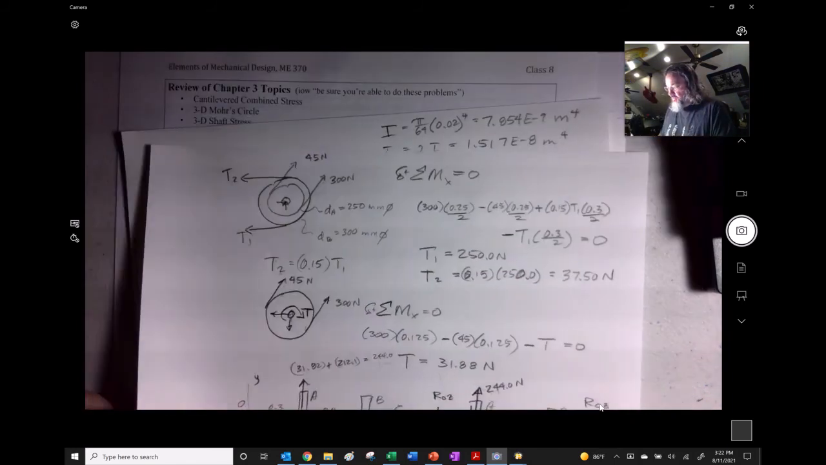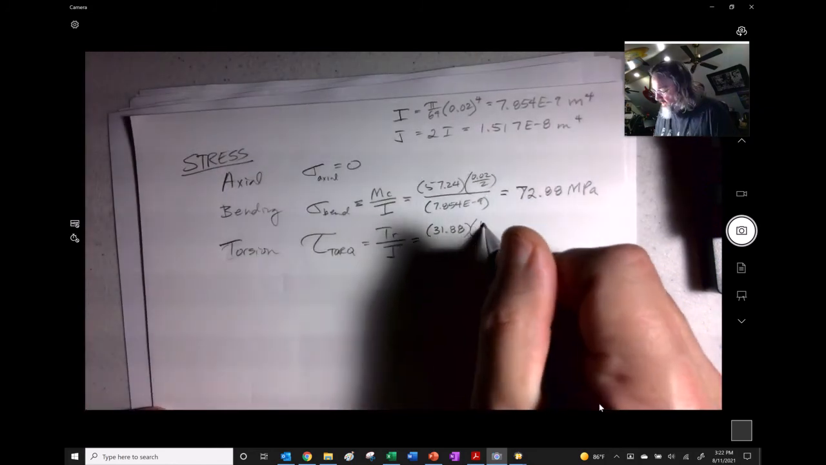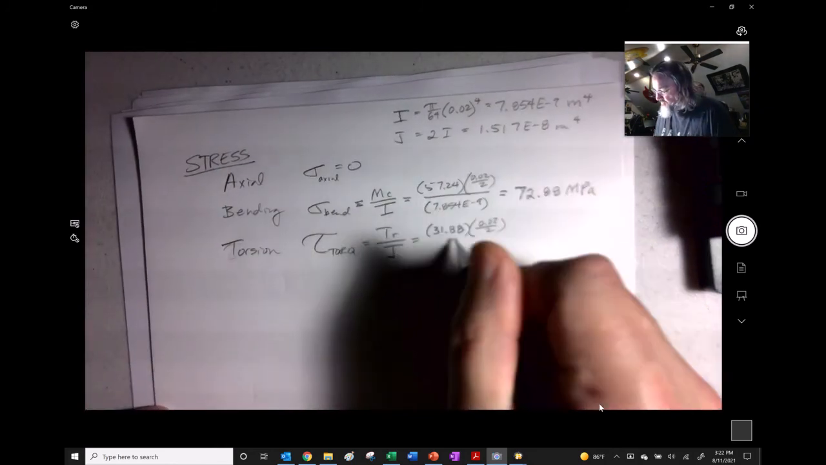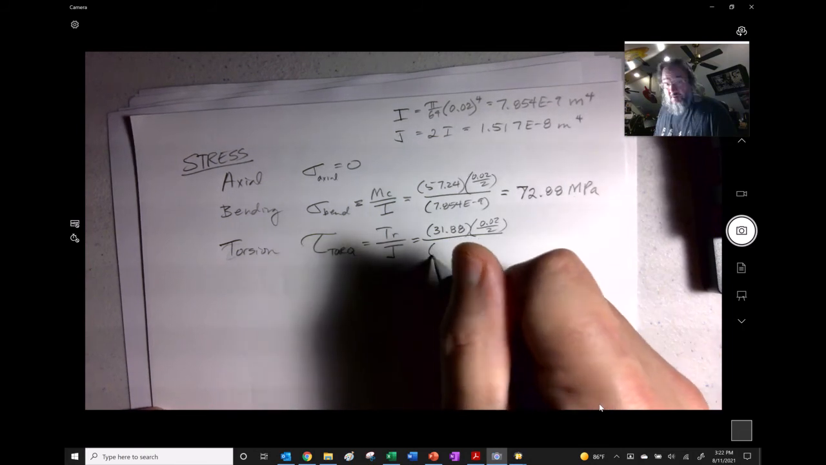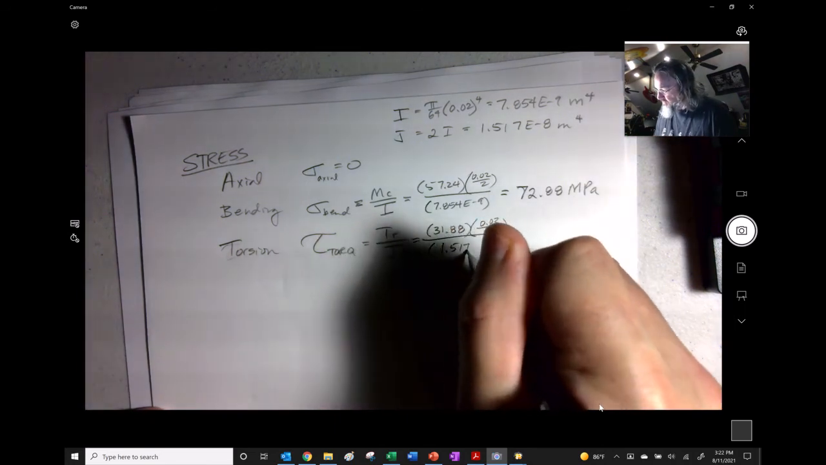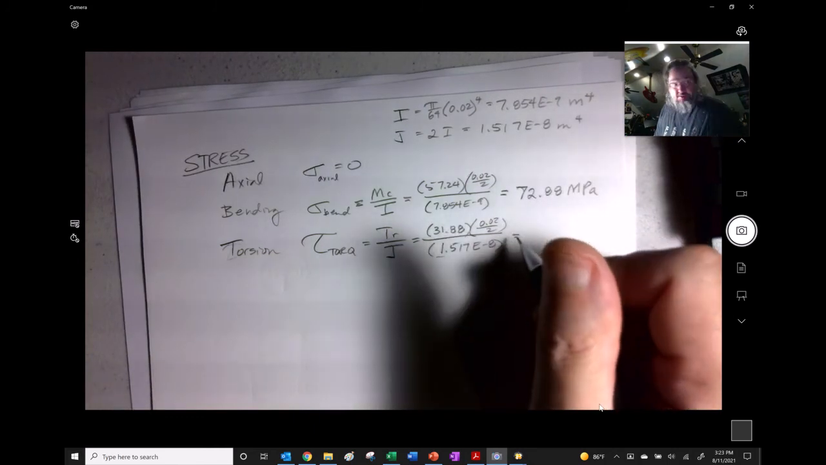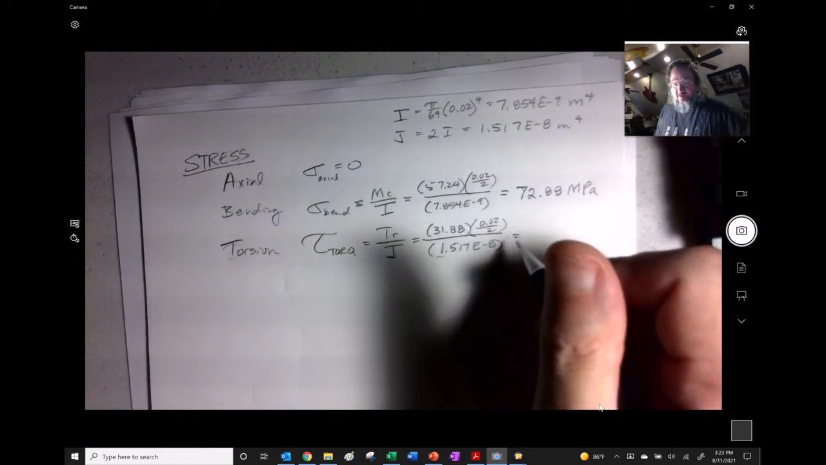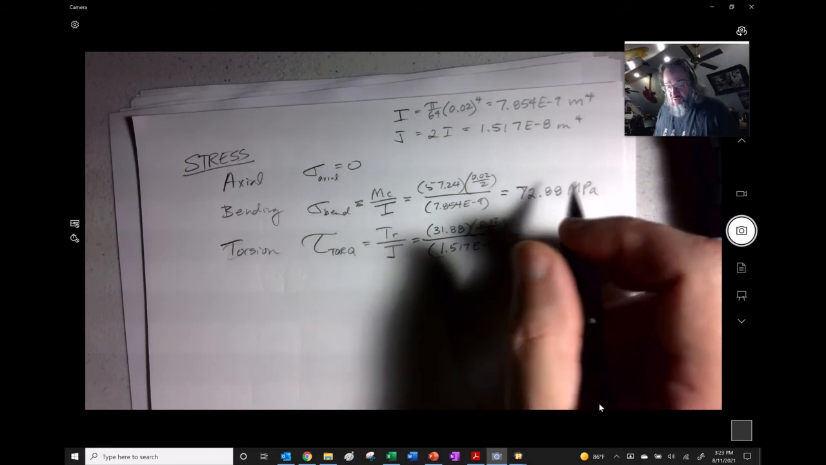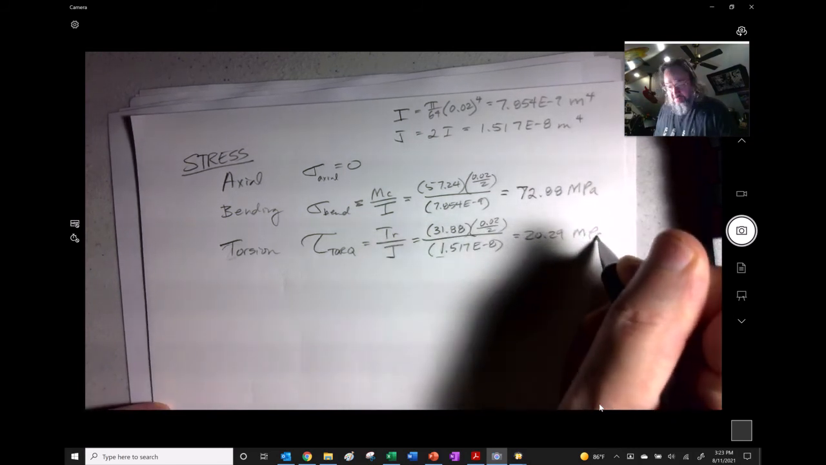Yeah, so remember up here, we got our 31.88. Okay. And our 0.02 over 2, and our J is 1.517 E minus 8. And what we'll find from that is 20.29 megapascals. Okay.